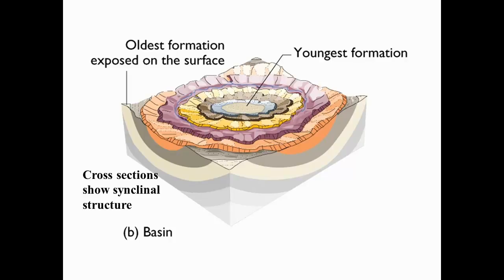And again, if we look at the cross-sections, regardless of how we slice through the basin, you're going to get a synclinal structure below the surface. And recall also in the case of synclines that the limbs of a syncline dip towards the hinge line. So too in the case of the basin, the strata dip towards that central point.